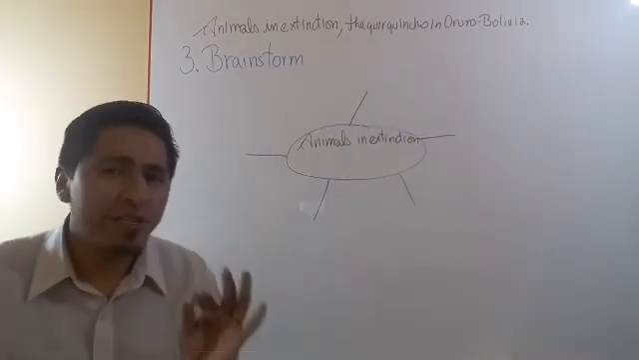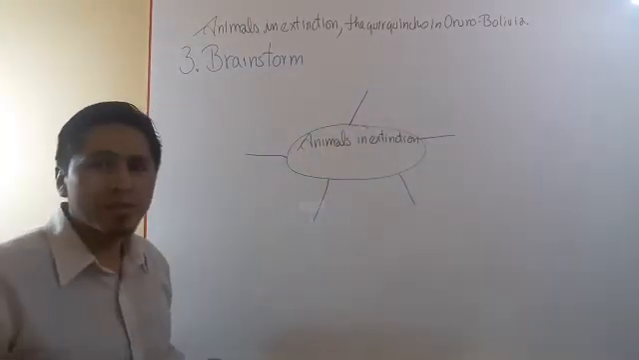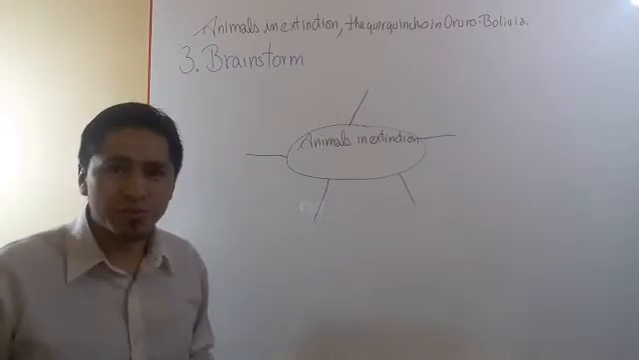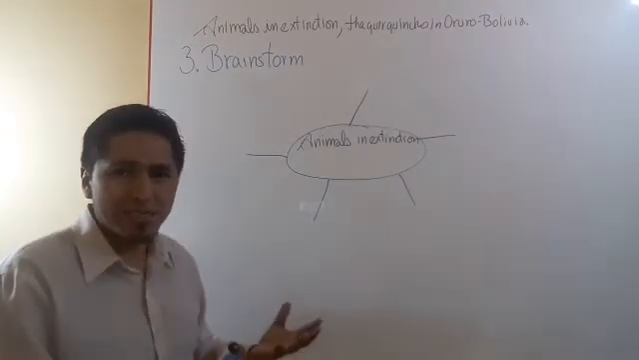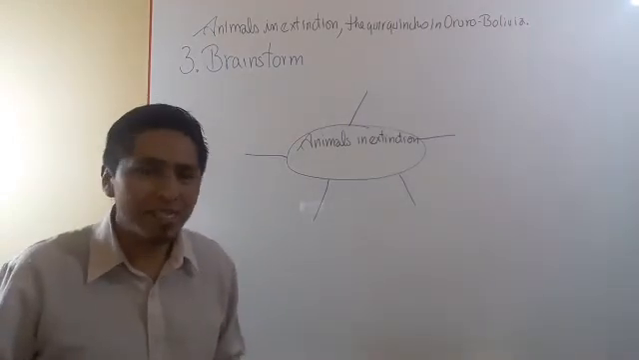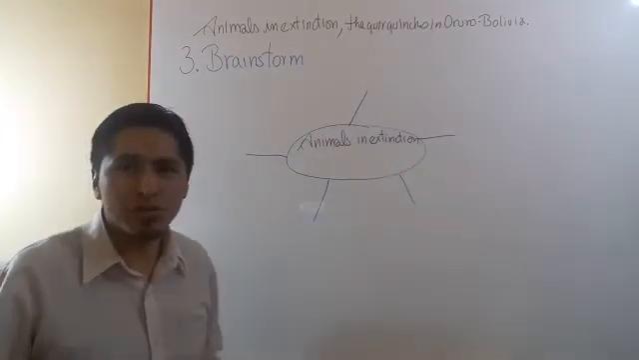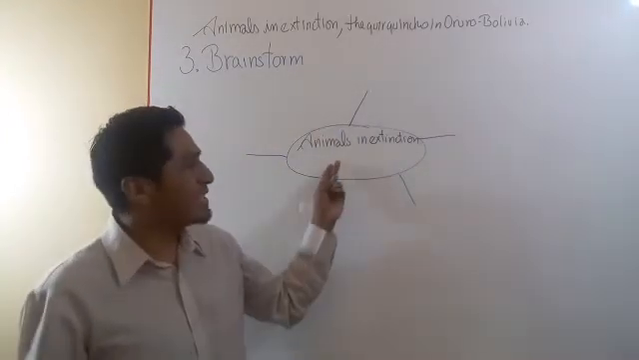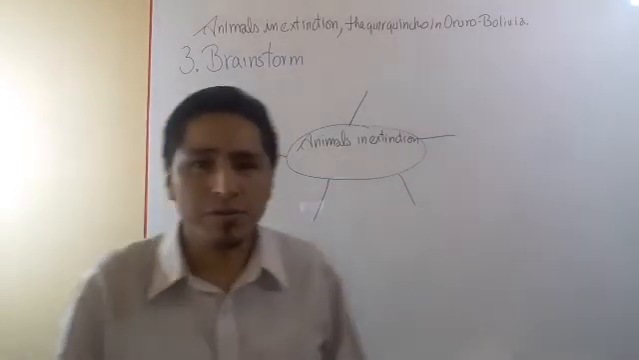This part is very important. Pay attention, we have to brainstorm. What is to brainstorm? To give lots of ideas about the topic, as many ideas as you can. So here we have animals in extinction. We said the Quirquincho in Oruro, Bolivia. But this part decides what your essay will be about.